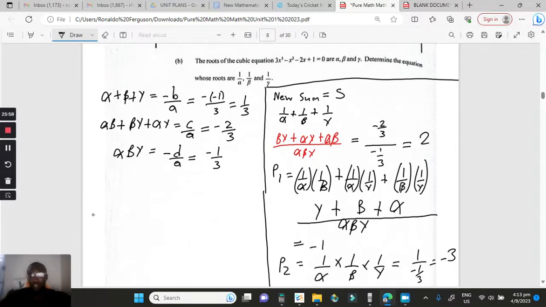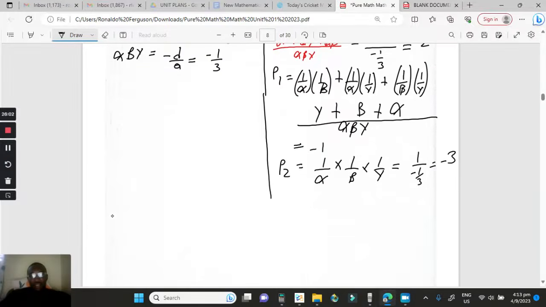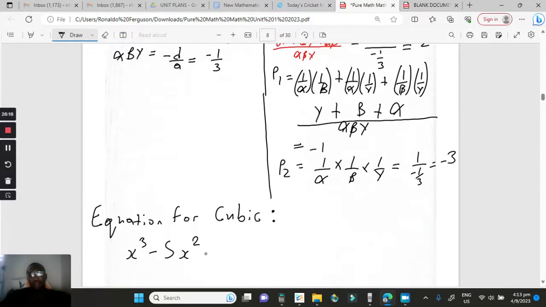Once you have this, all you have to do now is put it together. Remember the equation for a cubic. The equation for your cubic is x cubed minus the sum of the roots times x squared, then plus P1 x, then minus P2 equals 0. That's the equation of our cubic.